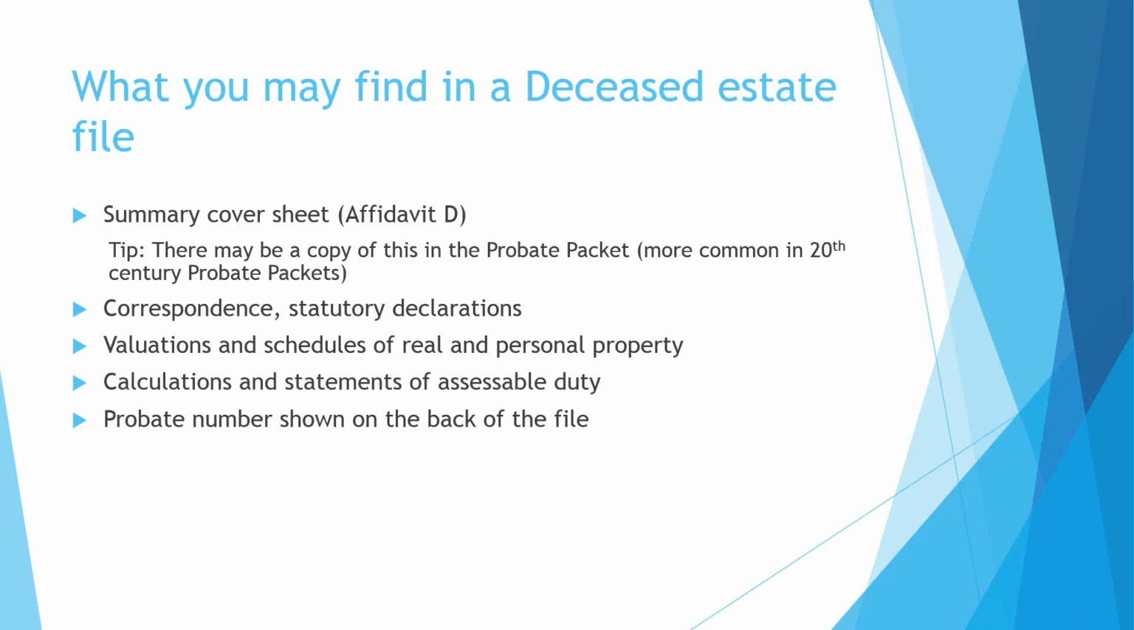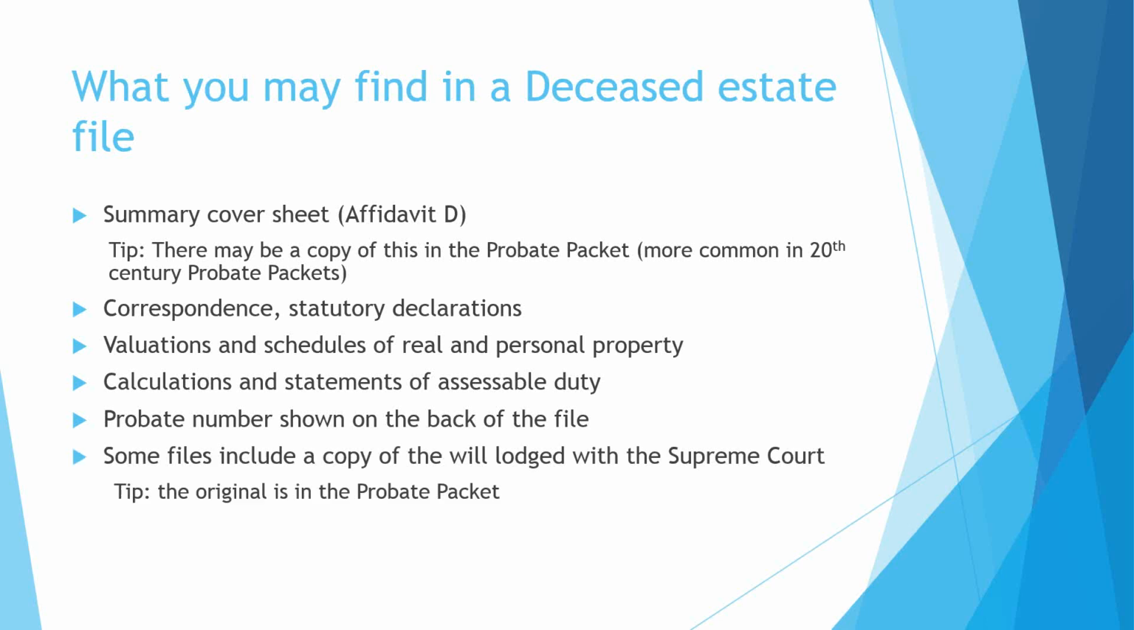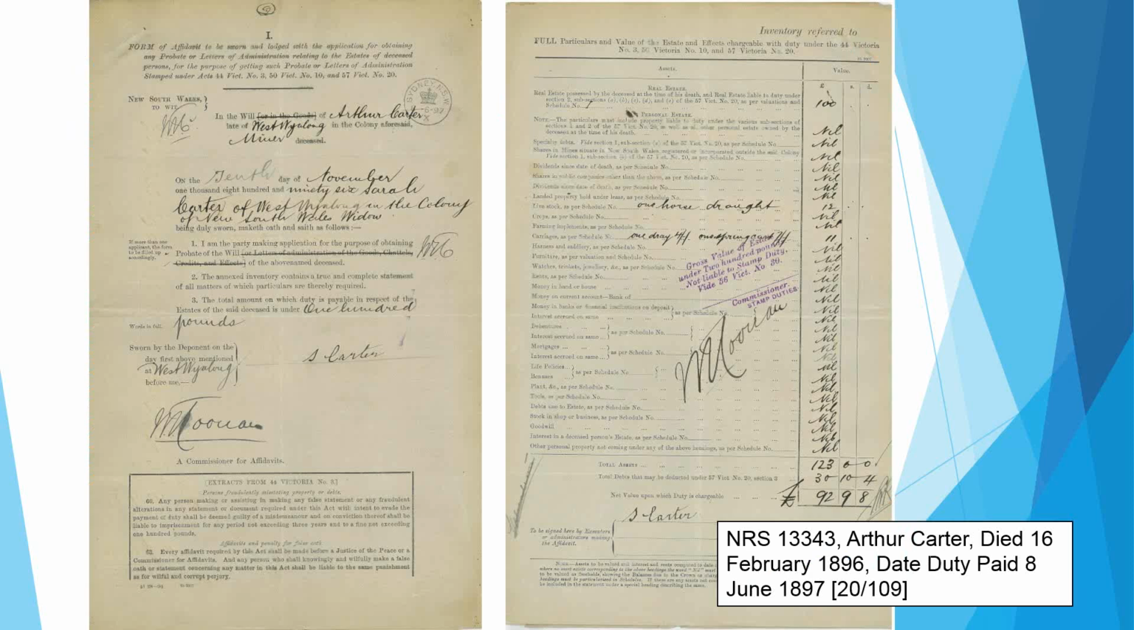You will probably see the probate number written on the back of the file, although there are some probate deceased estate files for people who did not go to the hassle of going through probate as well. And in some files you get a copy of the original will that was lodged with the Supreme Court. Usually it's a typed up copy, and not every deceased estate file will have a copy of the will in it, so only some will have it.